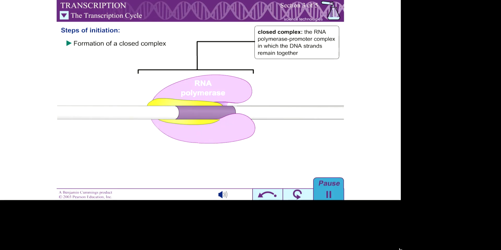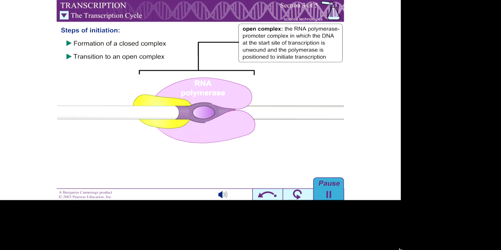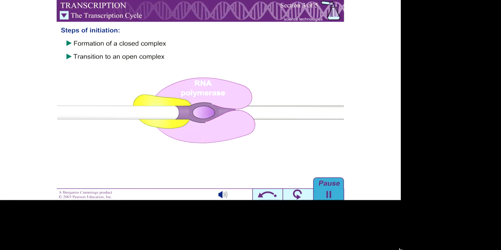In the second step, the closed complex undergoes a transition to the open complex. The pincers at the front of the enzyme clamp down tightly on the downstream DNA. Sigma also changes conformation, and the DNA strands separate, forming a bubble of single-stranded DNA. In contrast with DNA polymerase, RNA polymerase is able to begin synthesis of a new polynucleotide without a primer.